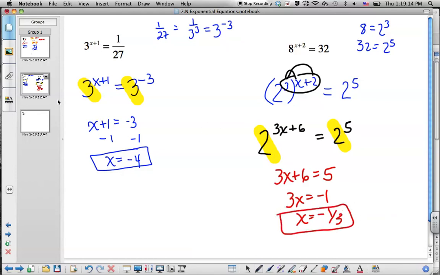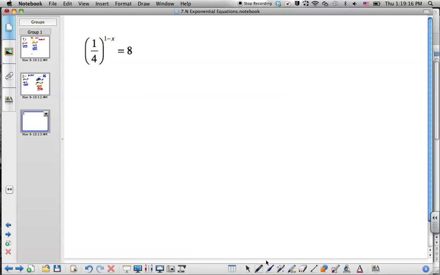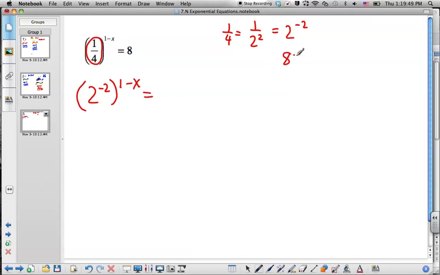Last one. Maybe you can press pause and you can try this one on your own. So again, we don't have bases that look alike, right? We have 1/4 and we have 8. So let's try 2 again. Okay, so we know that 1/4 is the same thing as 1 over 2 squared, which is the same thing as 2 to the minus 2. So I could rewrite this as 2 to the minus 2. And we still have that 1 minus x there. And now let's rewrite 8 in base 2. 2 cubed.